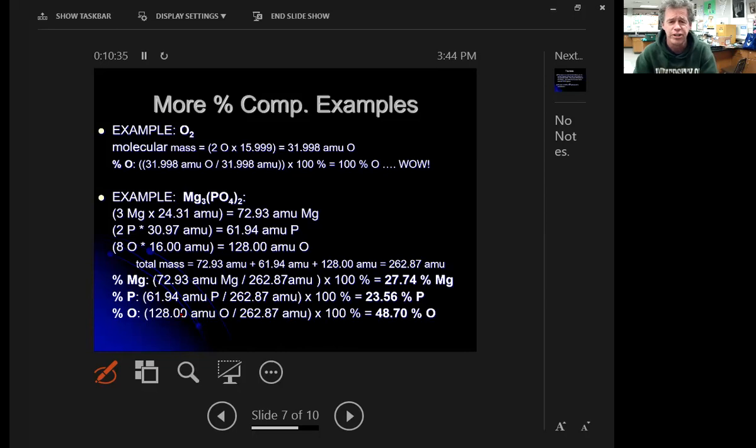And finally, oxygen: there's 128.00 AMUs, divided by your 262.87, and then times 100% gives you 48.70% oxygen. So surprisingly, magnesium phosphate is more oxygen than anything else. Almost half of it is oxygen, which is why oxygen ends up being one of the most common elements out there, because it's in all the substances that have oxygen in them, which is a surprising lot.